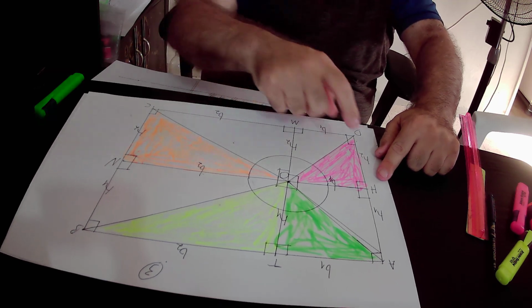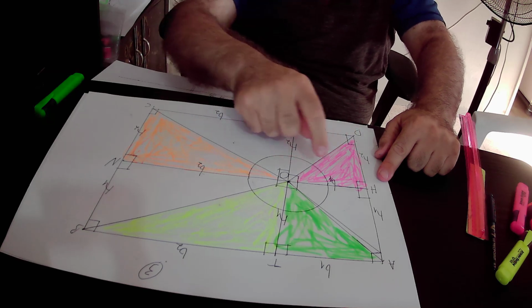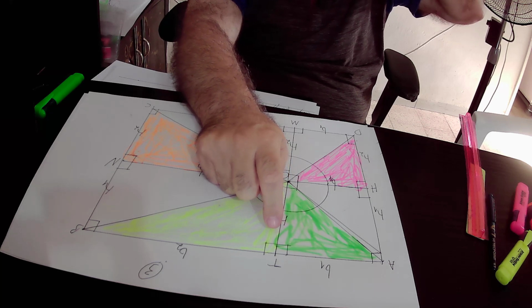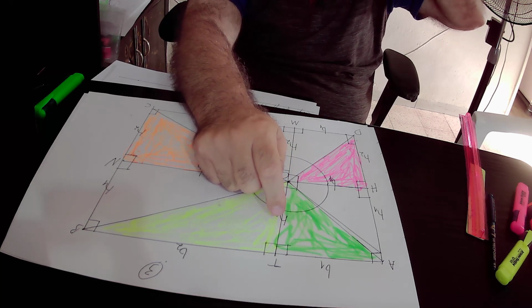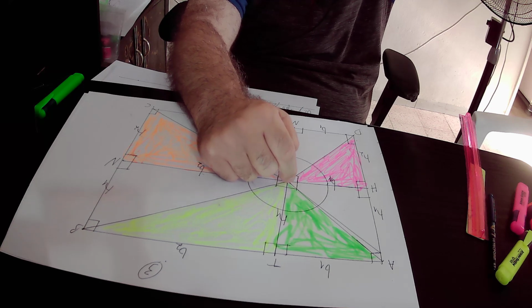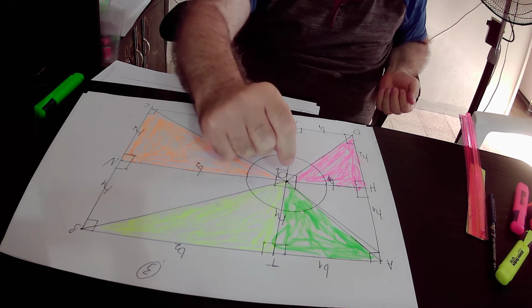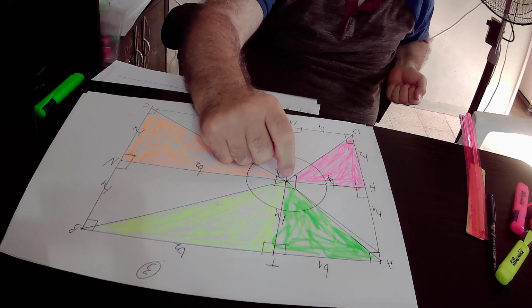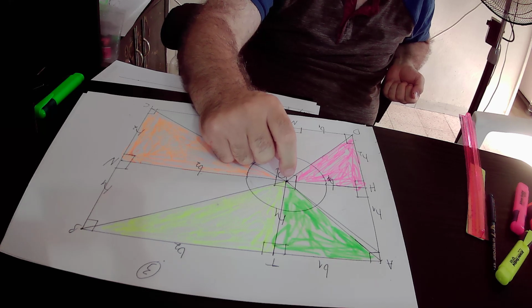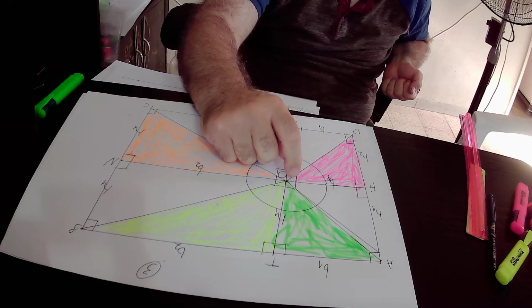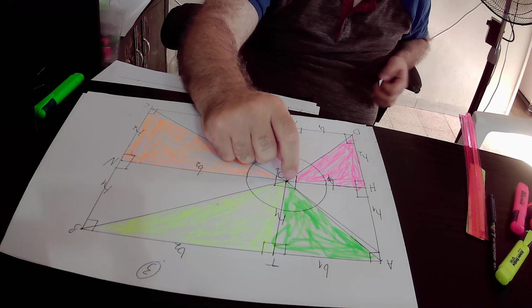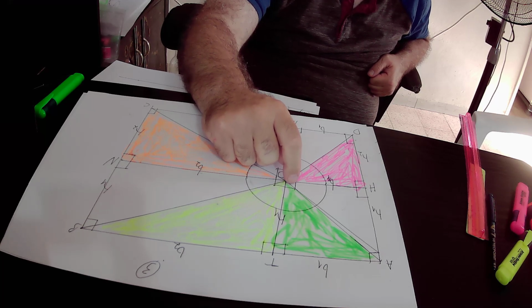So in quadrilateral ATHO, we have three right angles. The sum of three right angles is 270 degrees. So 270 degrees plus the fourth angle must equal 360 degrees, according to the rule that the sum of the angles in any quadrilateral is 360 degrees. Therefore, the missing angle must be 90 degrees, because 270 plus 90 is 360. So this angle must be equal to 90 degrees.